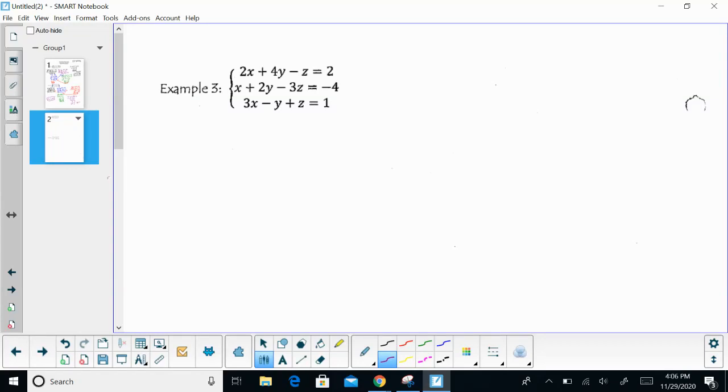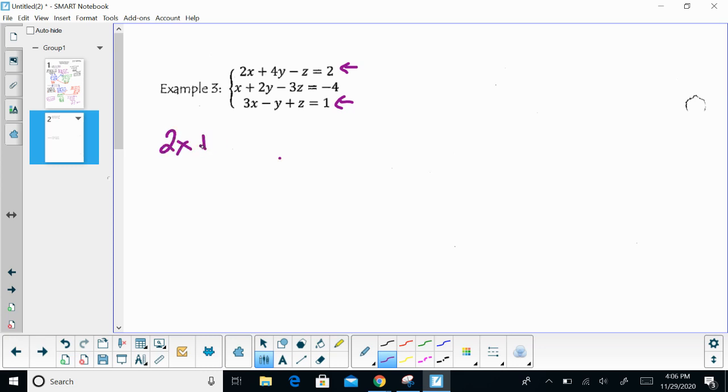All right, looking at these three equations, which variable looks like it's going to be the easiest to get rid of? I'm going to say probably z. If I notice, the first equation and the third equation already have opposites, so let's go ahead and eliminate the z from those two equations first.